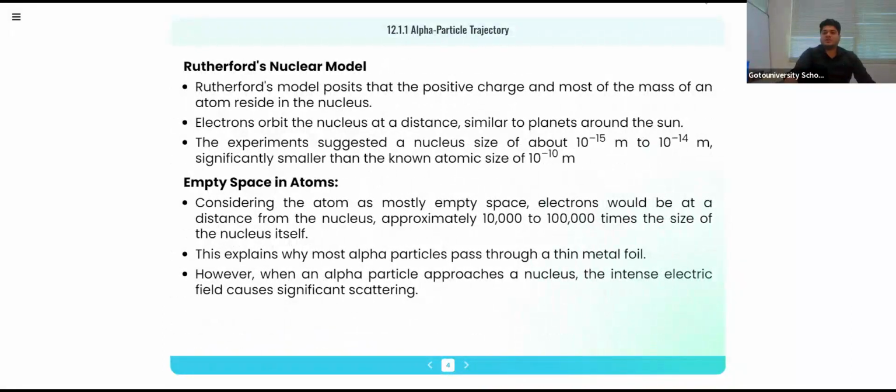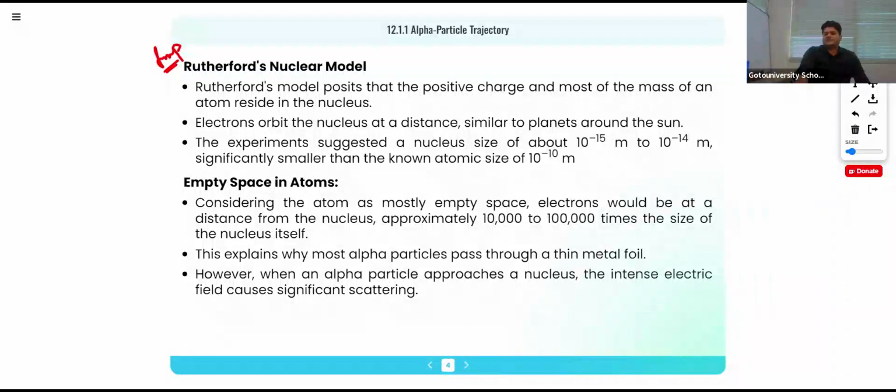What is the Rutherford nuclear model? This is important. The Rutherford model posits that the positive charge and most of the mass of the atom reside in the nucleus. Electrons orbit the nucleus at a distance, similar to planets around the sun. The experiment suggested a nucleus size of about 10 raised to minus 15 meter to 10 raised to minus 14 meter, significantly smaller than the known atomic size, 10 raised to minus 10 meter.